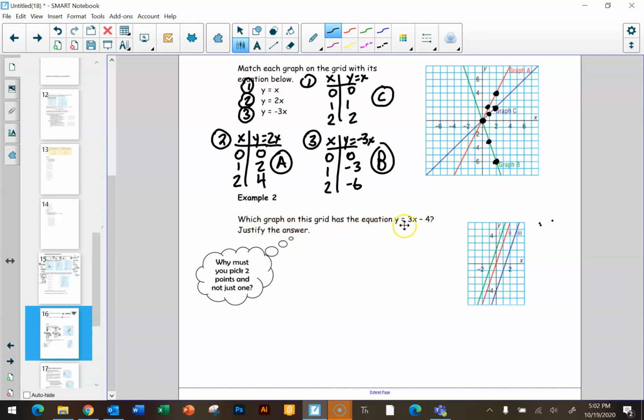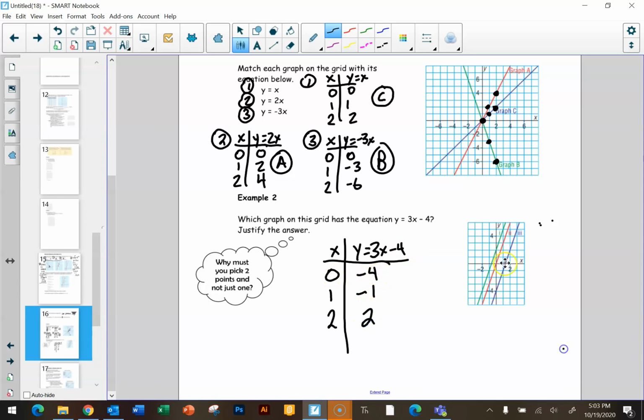All right, example 2. Which graph on this grid has the equation y equals 3x minus 4? Justify your answer. Okay, so the best justification for this would be making a table of values, because then it's obvious within your response how you got to whichever line you're going to pick. So I'm just going to go with the same 0, 1, 2 here. So if y equals 3 times x minus 4, well, 3 times 0 is 0 minus 4, so that's going to be negative 4. 3 times 1 is 3 minus 4 is negative 1. And 3 times 2 is 6 minus 4 is 2.